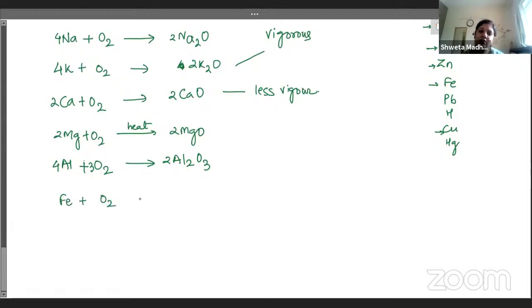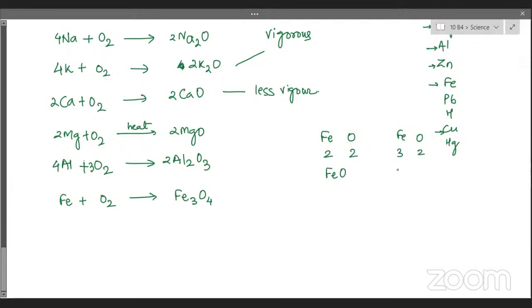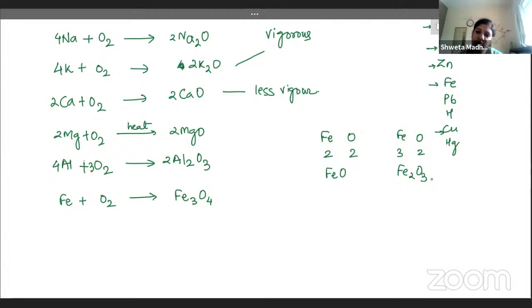Iron also combines with oxygen and forms iron oxide, but it will form a compound Fe3O4. Now, what is Fe3O4? Iron has variable valency, iron with valency 2 and iron with valency 3. So which compounds are formed by that? Oxygen is 2. So the first compound formed is FeO, and the possible second compound is Fe2O3. Then where did Fe3O4 come from?